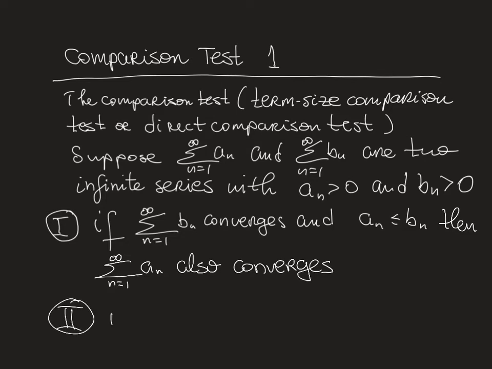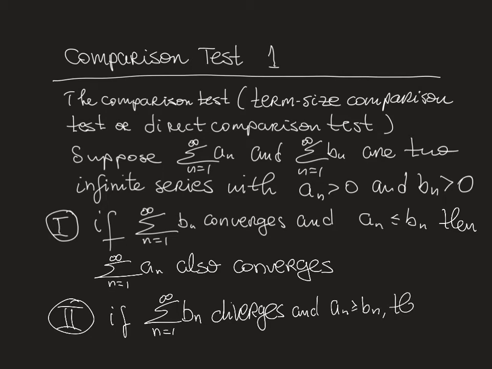Here's the second part. If the known series b sub n diverges and the nth term of the unknown series a sub n is greater than or equal to the known series b sub n, that means the a sub n series will be bigger than infinity and therefore it also diverges. So these are the two correct ways to use comparison test. There are incorrect, improper ways to use it, and we'll illustrate that in the video.